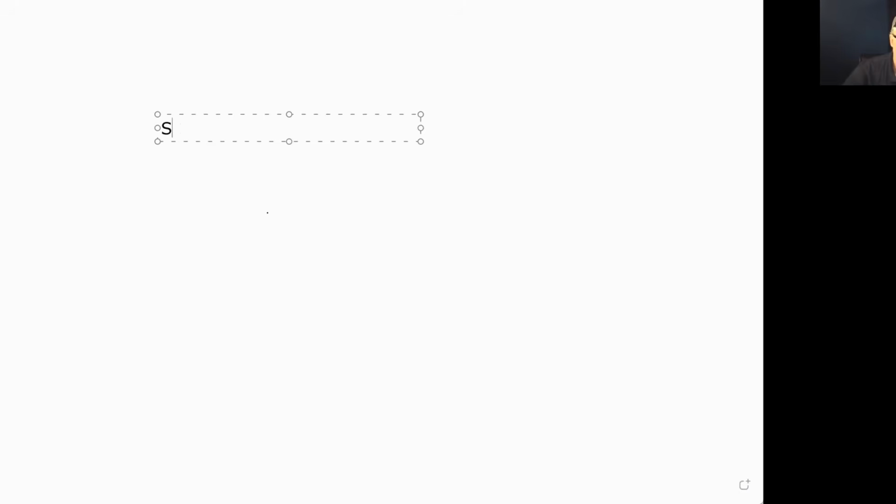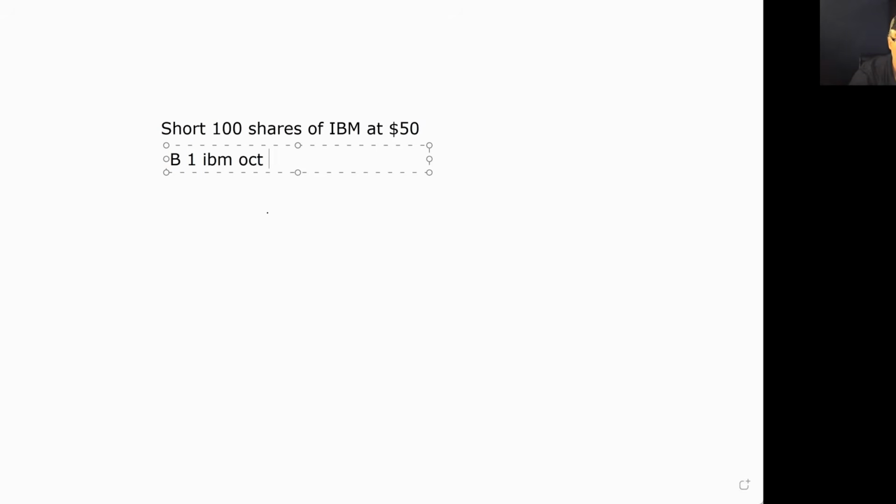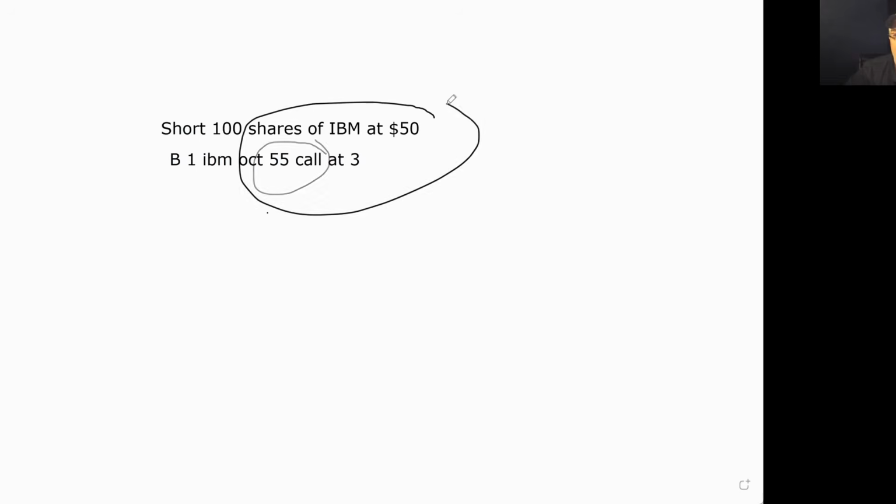So let's say we're short stock. Short. I do it the right way. Let's say we're short 100 shares of IBM at 50. What do I want to happen? I want it to go down. I want it to go down because I'm short the stock. What am I afraid is going to happen? I'm afraid it's going to go up. So to protect myself from it going up, I'll buy one IBM October 55 call at 3. That means even if the stock goes up to 1 million, I still get to buy it at 50 and I'm only going to lose $8, which is great. This is called a protective call.